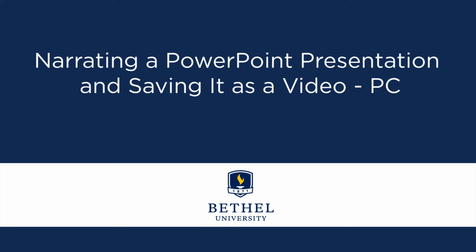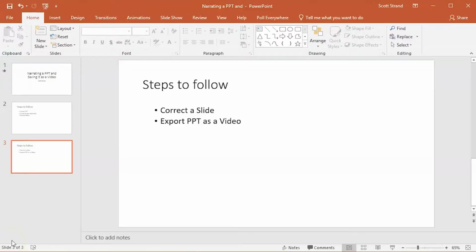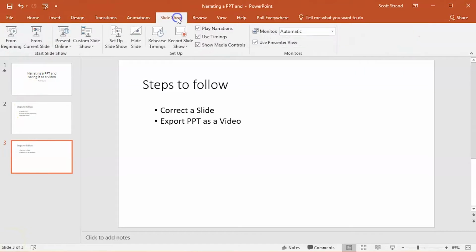In this tutorial, I'm going to walk you through the process of narrating a PowerPoint presentation and then saving it as a video. The first thing you need to do is either create a new presentation or open an existing presentation. You will then need to navigate to the Slideshow tab. When you are ready, you can click on the Record Slideshow button.